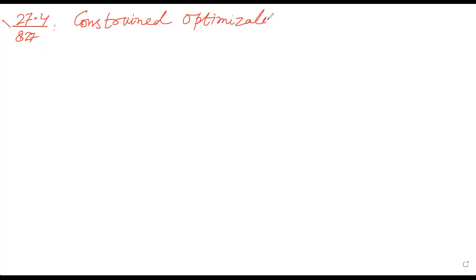So the next topic is 27.4, article 27.4 from page number 827. Two methods we have taken for constrained optimization and two methods for unconstrained optimization. So first is constrained. The graphical method was also constrained optimization, it also had constraints.